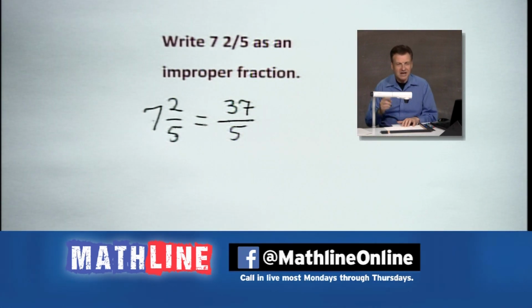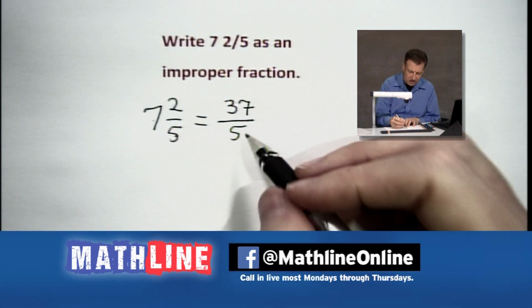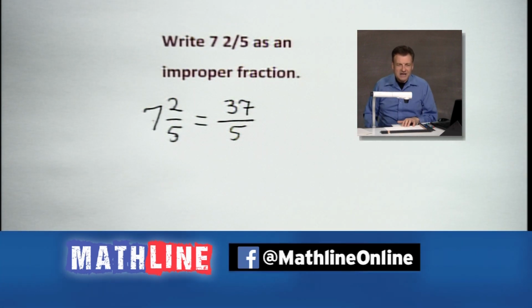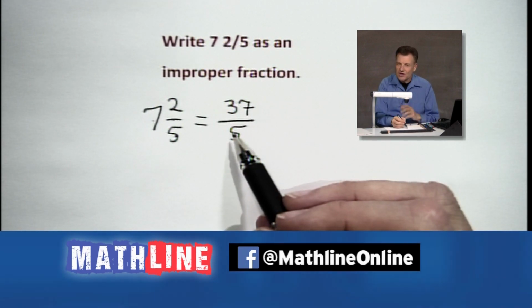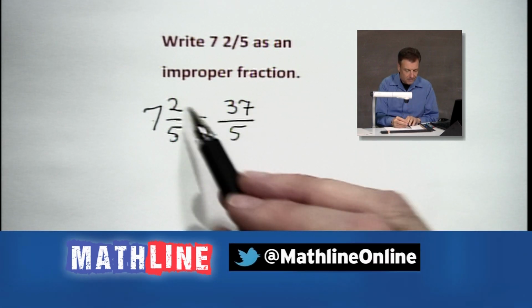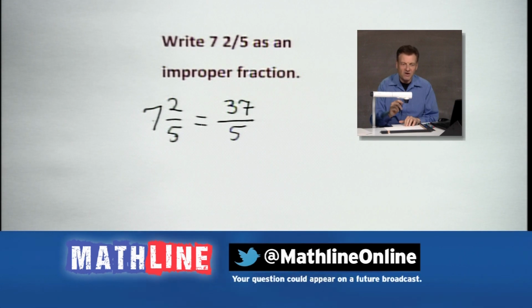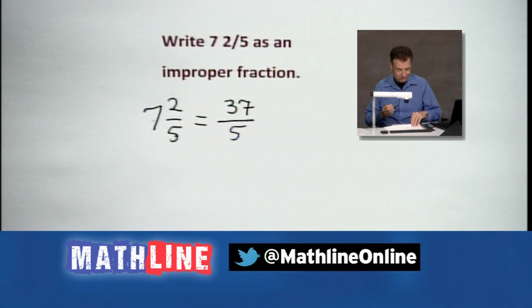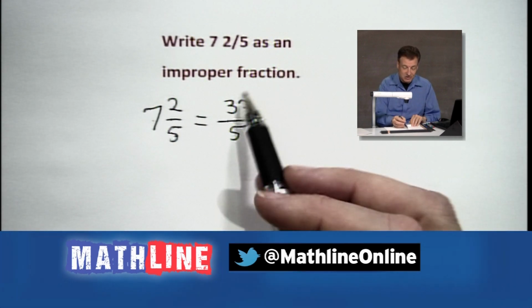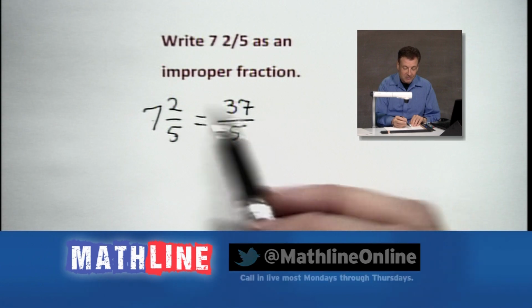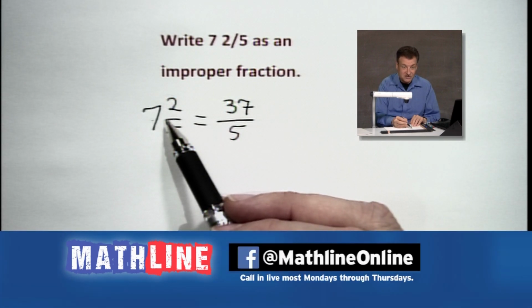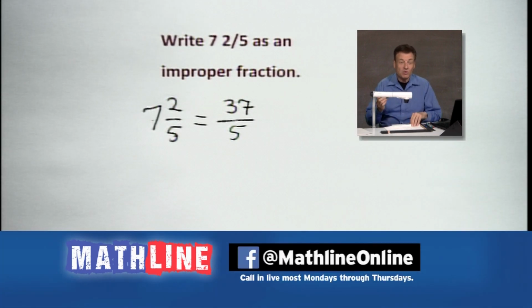Boy, that was quick. Can we do a mental check? Let's do it mental. 5 goes back into 37. It goes 7 times. 7 times 5, 35. Got 2 left over. Bang, we are back where we started from. So that's an easy transition to make, going from improper back to mixed. You can also go mixed to improper, both ways. It gets easier and easier as you do more and more of them, right?